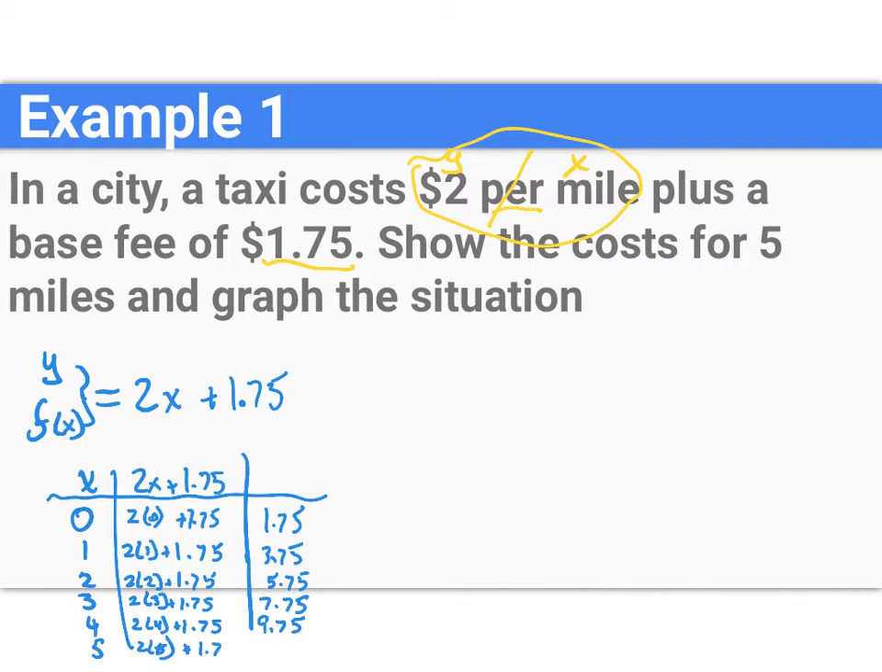plus 1.75 becomes 11.75. Now here's a little trick and a little shortcut. Our rate is 2. So if you take your base and just add 2 to it every time, you can see 1.75, 3.75, 5.75, 7.75, 9.75, 11.75. So that's a little shortcut when making a table of values. Okay.